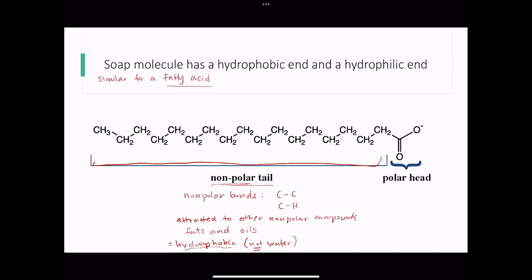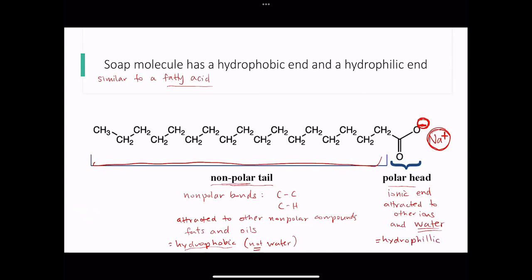The other part of the soap molecule is kind of unique. It has a polar end, which is actually more correct as the ionic end. This ionic end has a negative charge, which I'm highlighting in red, circle that. And then it also has a sodium ion that is a positive charge. So the ionic end is attracted to other ions, or more specifically, water. It's attracted to other polar compounds, and very importantly, it's attracted to water. That means it is called hydrophilic.